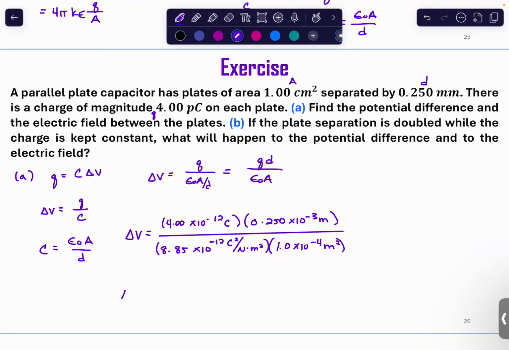So when we calculate this, our delta V, 1.13 joules per coulomb. What is a joule per coulomb? Volts.